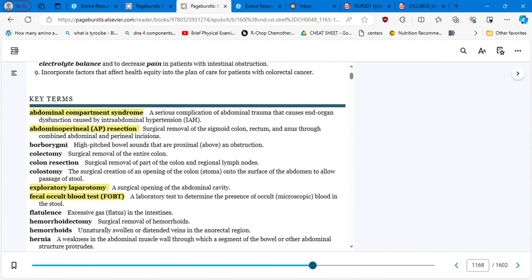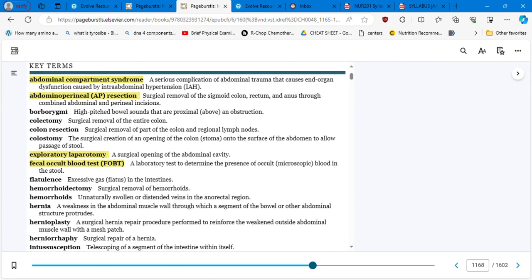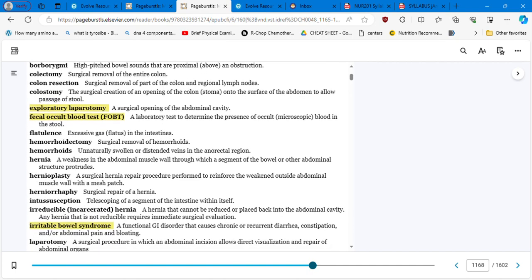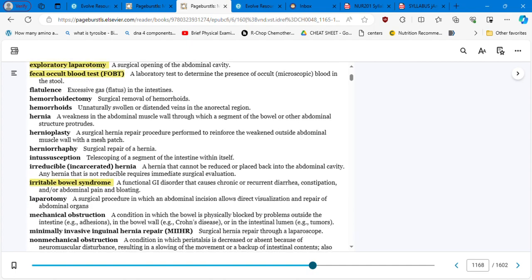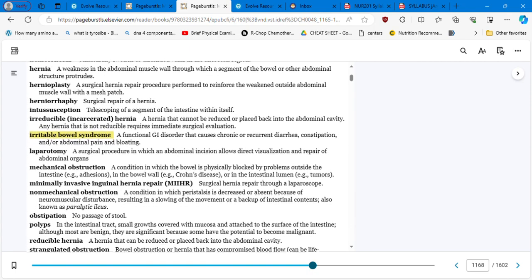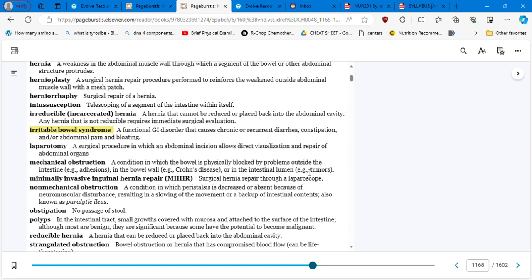Okay, so just make a very fast review at home about the key terms: abdominal compartment, borborygmy, exploratory laparotomy, fecal occult blood test, hernias, intussusception, very important, irritable bowel syndrome. All these concepts you can review by yourself at home, okay? Because all of them we're gonna cover in this chapter.